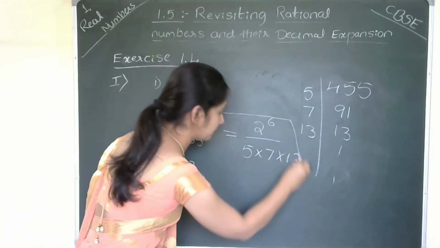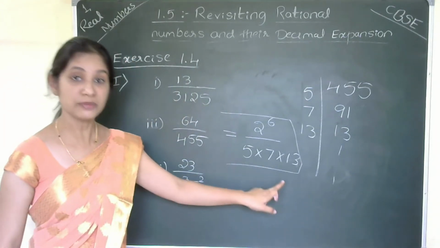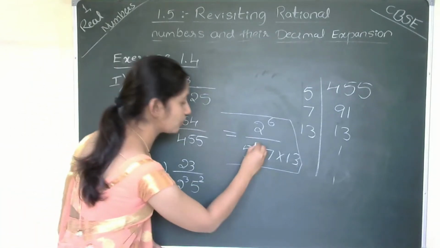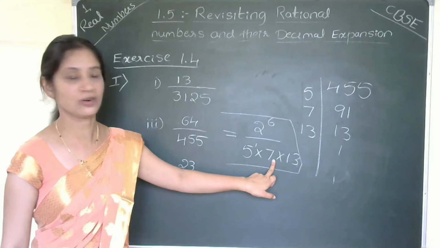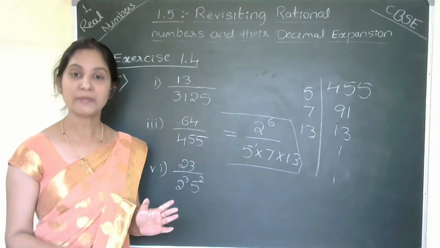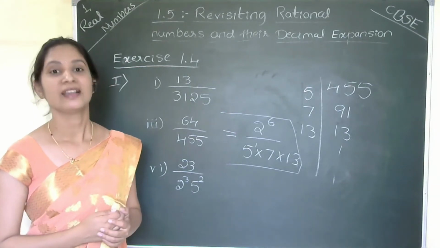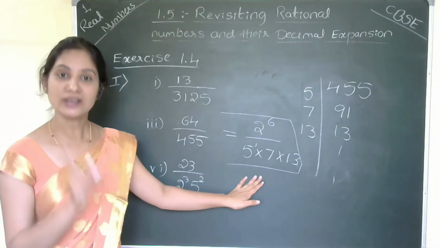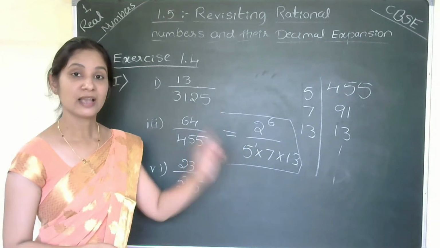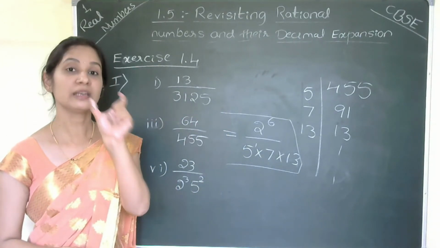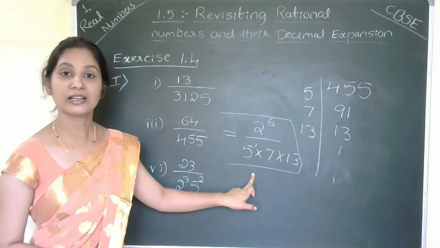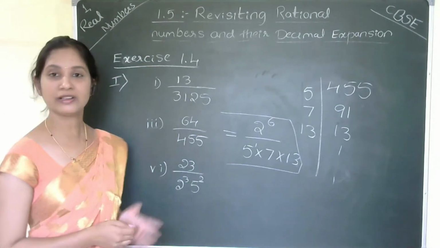So in my expansion I got numbers other than 2 and 5. Okay, 5 raised to 1 is here, but other than 2 I got 7 and 13. So it is not in the form of 5 raised to m multiplied by 2 raised to n. That's why this is non-terminating but recurring. That means after the decimal point you will get a repeated set of numbers. So it is a non-terminating but recurring decimal expansion of the given rational number.